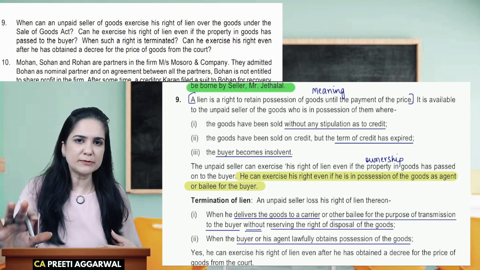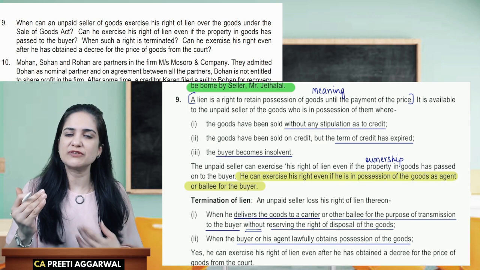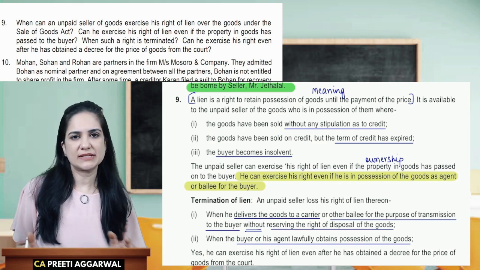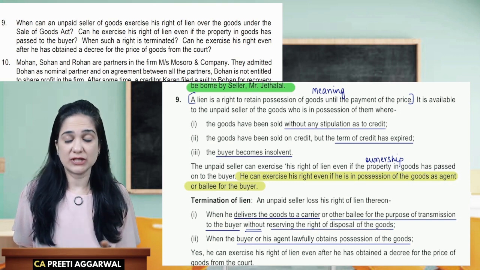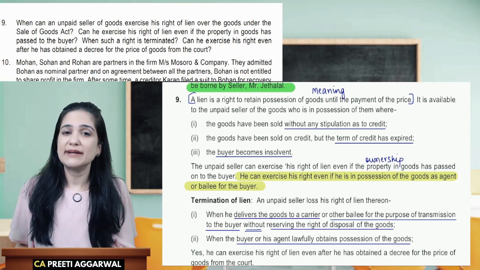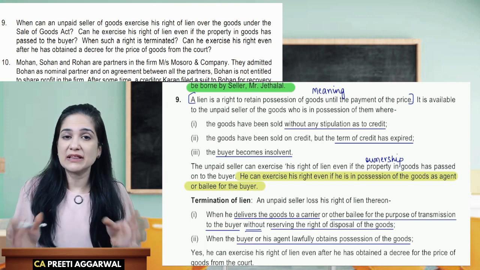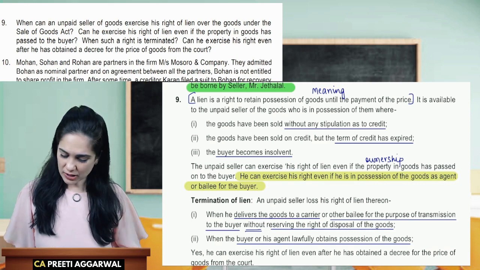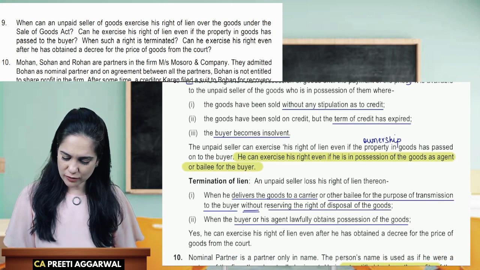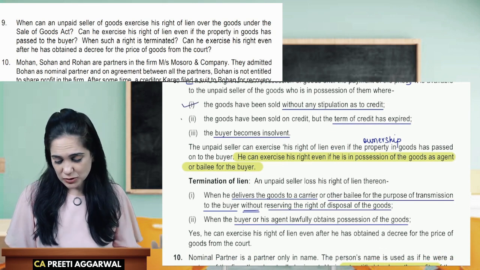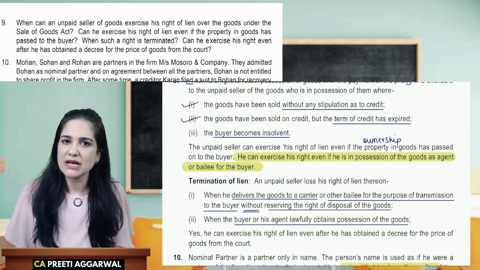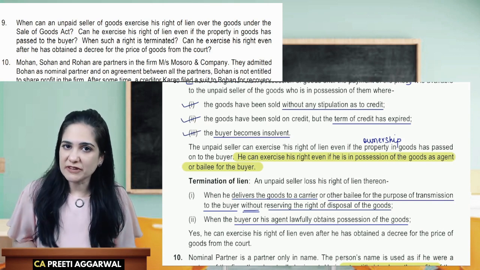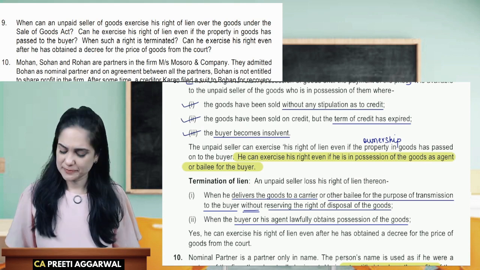When can you exercise the right of lien? See, when no credit period was given, you are supposed to receive the payment immediately. मुझे पेमेंट मिला ही नहीं, then I can exercise the right of lien because no credit period was given. Acha, credit period was given. It is over. I am unpaid. Luckily, the goods were with me. I can retain the possession of the goods. Okay. So in this case, the goods have been sold without any stipulation of credit, or they have been sold on credit, but the term has expired. Buyer has become insolvent. Luckily, the goods are with me. I will retain the goods.